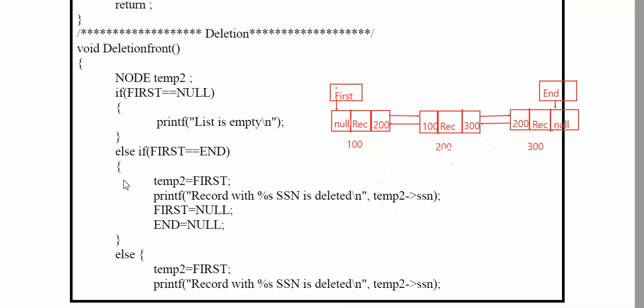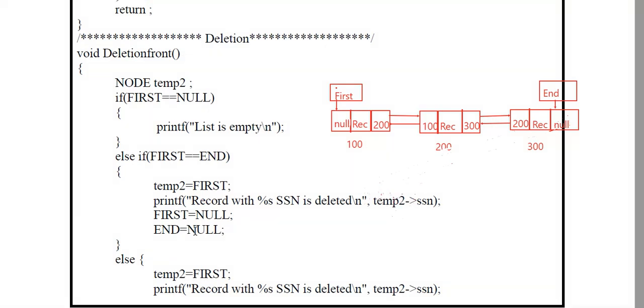So if this is not the condition, it means there can be more than one node in the list. So this is when the list is empty. This is when only one node is existing. If this is also not true, then we are going to have more nodes, so we need to track the remaining nodes. We should not lose the starting address of the list. So we'll store the first node's address in temp2, and display the first node's details here with SSN.